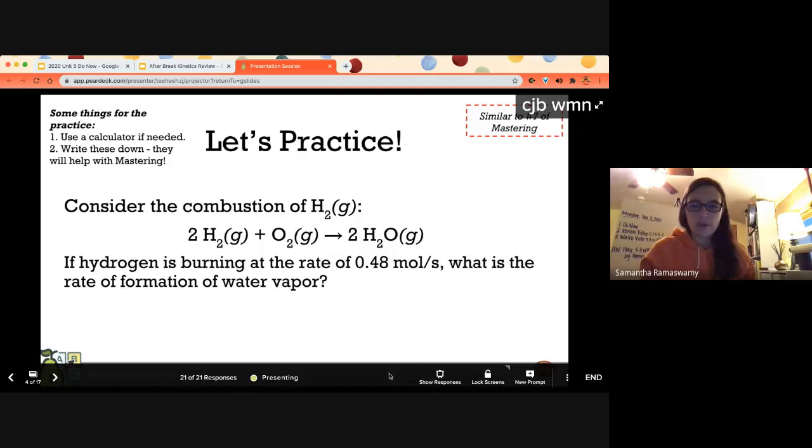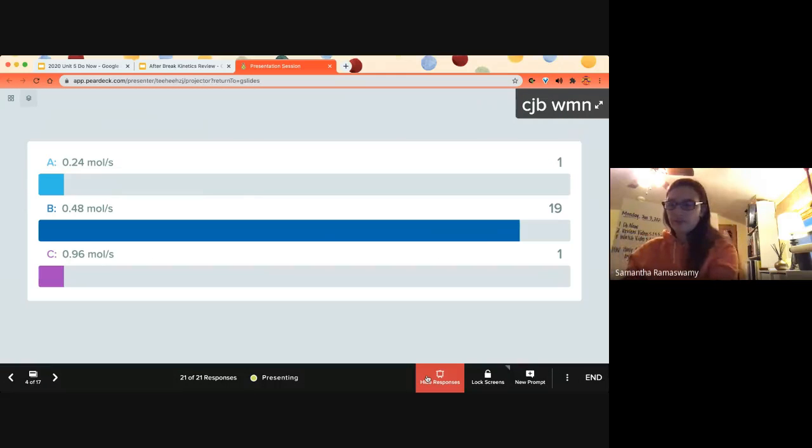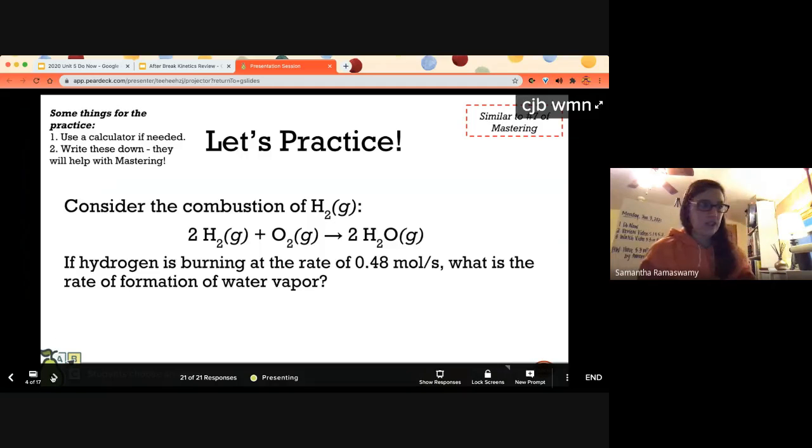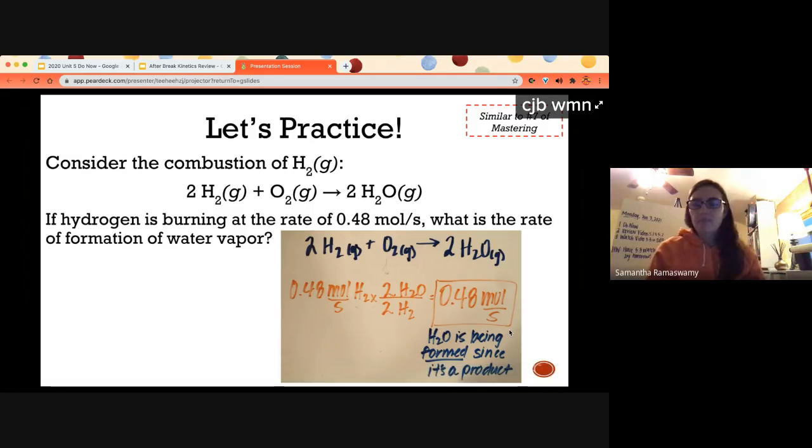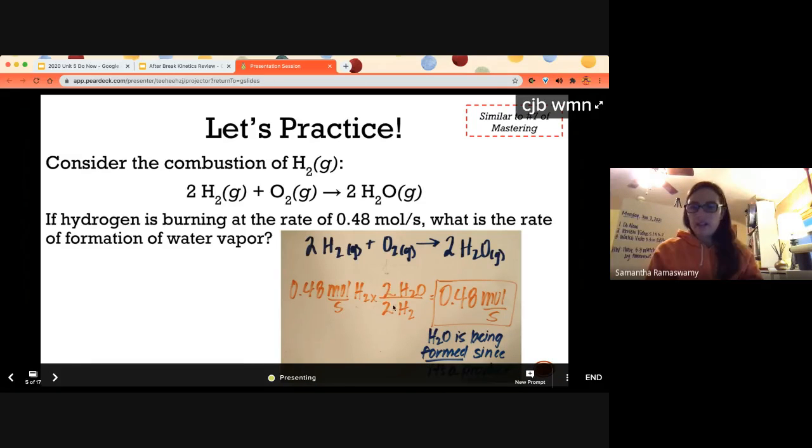Okay, we have all the responses. We take a look. A majority chose 0.48. Let's look at the work for this. All right, let's look and see if 0.48 is the correct answer. So if hydrogen is burning at 0.48 moles per second, we can look at the balanced equation, rate of formation.